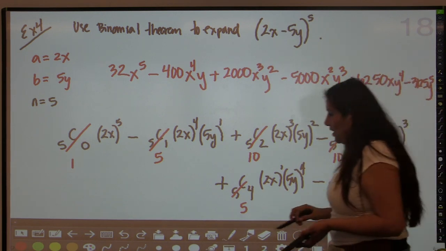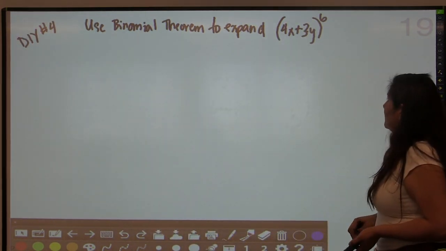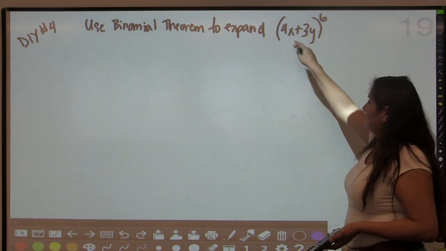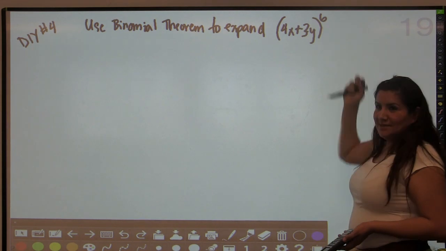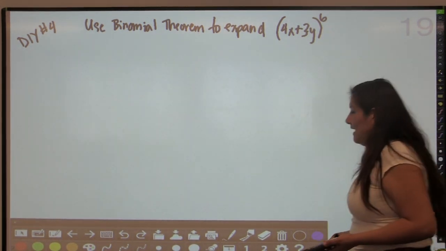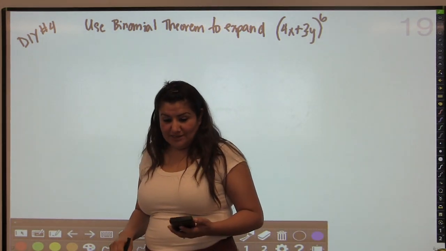So, I'm so kind that I have given you one to do. And there it is. It's a plus, so don't put any plus or minuses in there. That makes it a little bit easier. But it is a 6, so that's a little bit bigger than the 5, so you have to have lots of space to write it down. So, that concludes your lesson for today.